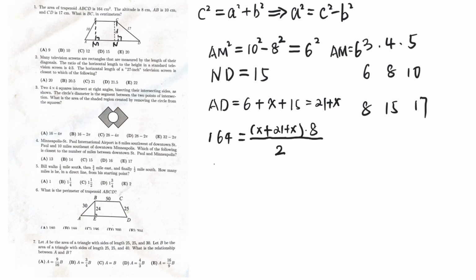We use this to solve the equation. That will be 328 equals 16x plus 168. So we have 16x equals 160. X equals 10. X equals 10, that's B. So the answer is B.